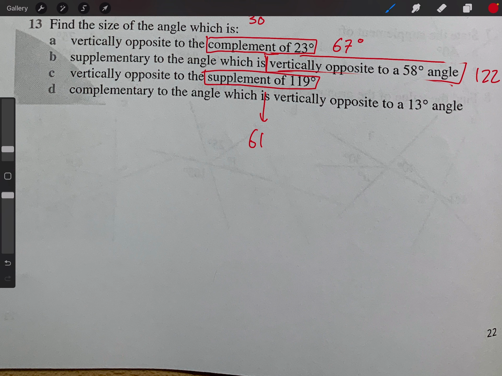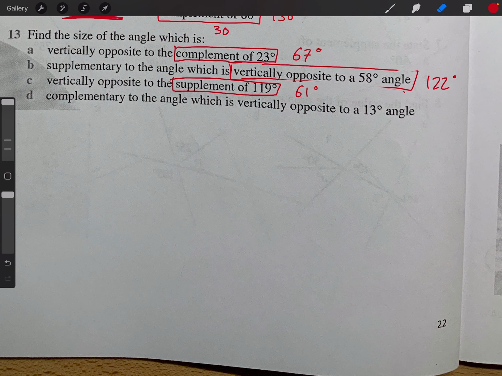Okay, now it says what angle is vertically opposite to 61 degrees? Well, that's just 61 degrees. Remember, vertically opposite just means it's going to be the same. So when you have an angle that's vertically opposite, it's going to be exactly the same angle there.